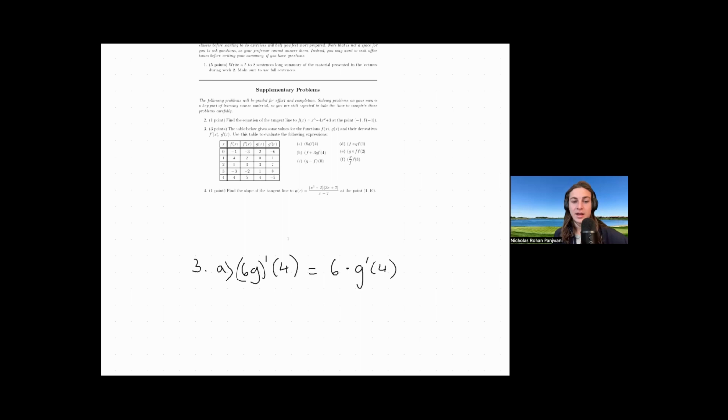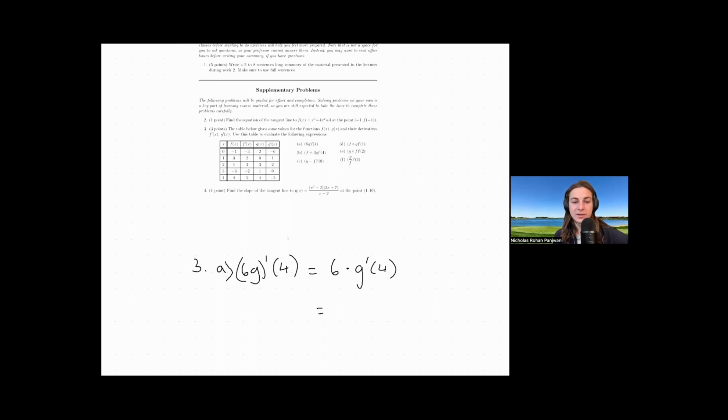So if you have 6g, which is like 6 times the function itself, 6 times g, and then you take the derivative of that, that equals 6 times just the derivative portion. That makes sense. So you should have some kind of sheet with all the different derivative laws, but I'm just explaining that kind of in more simple terms of how that applies.